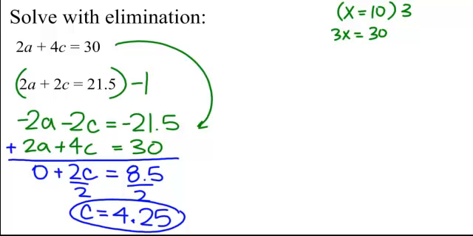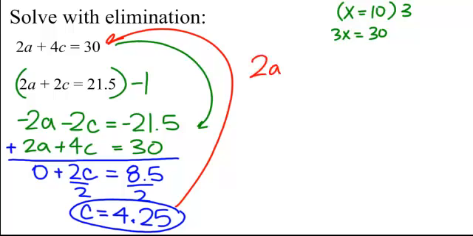And then remember, we need two parts to our answer. Normally an x and a y, but this time a and c. So we've got to substitute this in. And again, it doesn't matter which one you substitute it into. Let's plug it in the first one because it's first. So I have 2a plus 4 times my c value, which I just found was 4.25. And that has to equal 30.